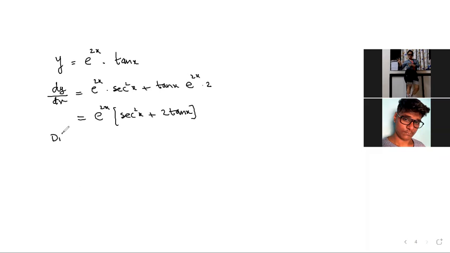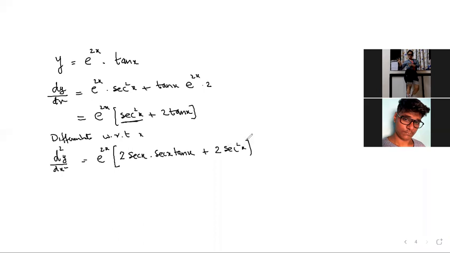Again differentiate with respect to x. d square y by dx square: again apply the product rule. e raised to 2x, tell me the derivative of sec square x, 2 sec x into derivative of sec x, 2 tan x, that is 2 sec square x, plus sec square x plus 2 tan x into derivative of e raised to 2x.